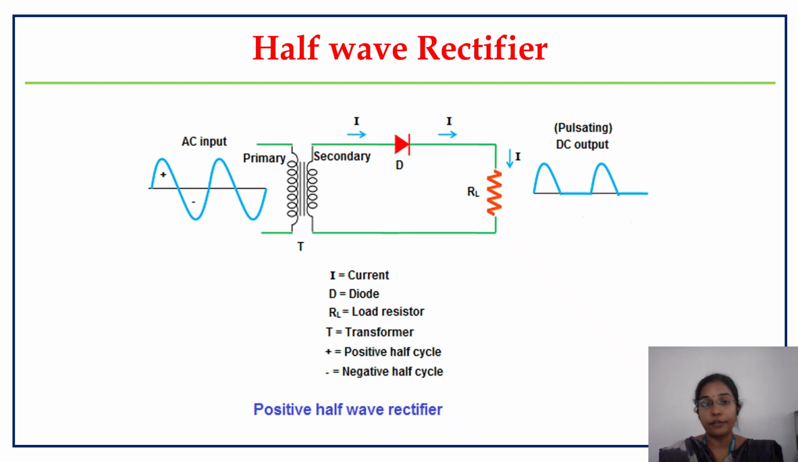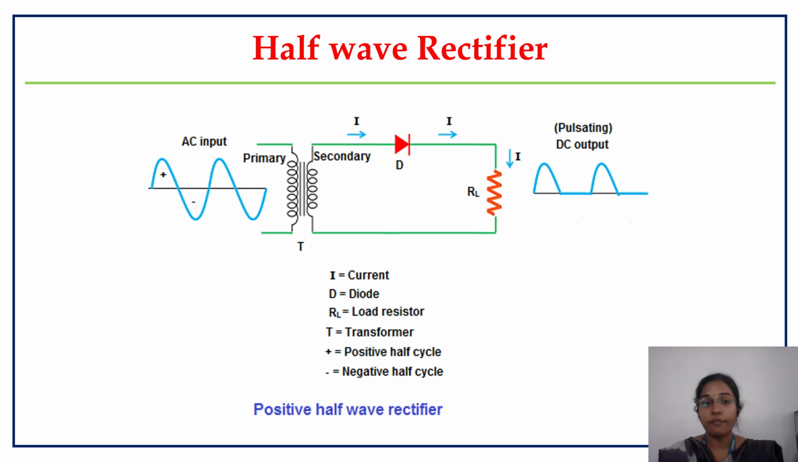Rectifiers are of different types based on how the output is processed. They are the half-wave rectifier and the full-wave rectifier. The full-wave rectifier is further classified into the center-tap full-wave rectifier and the bridge rectifier.